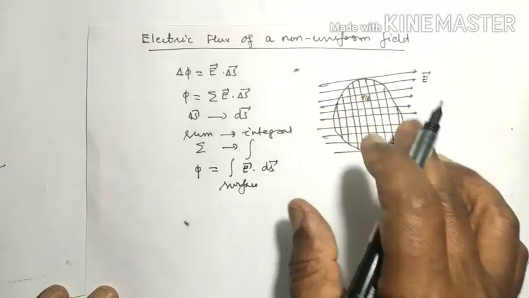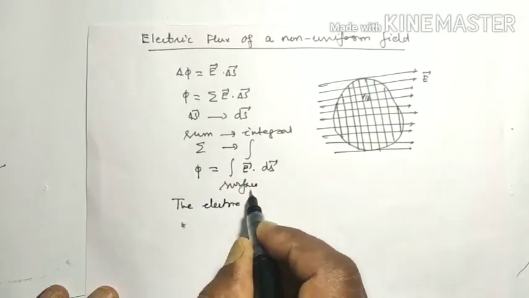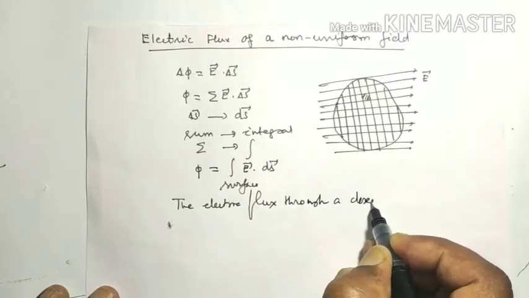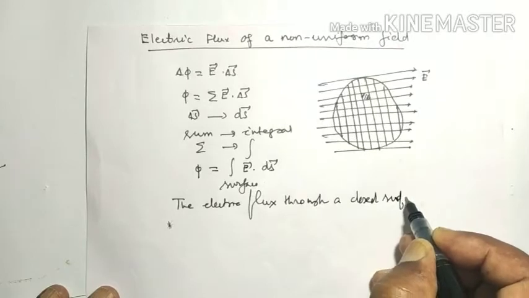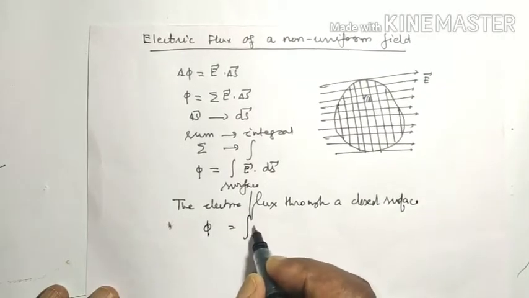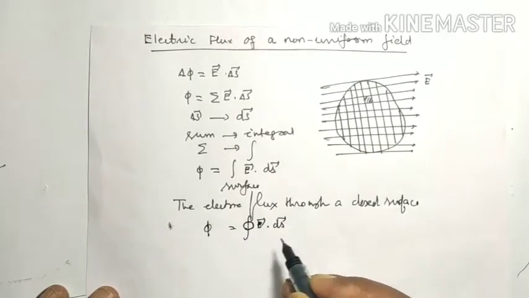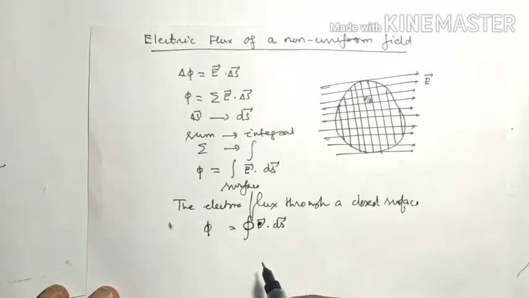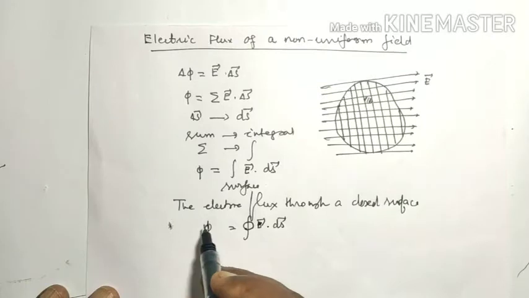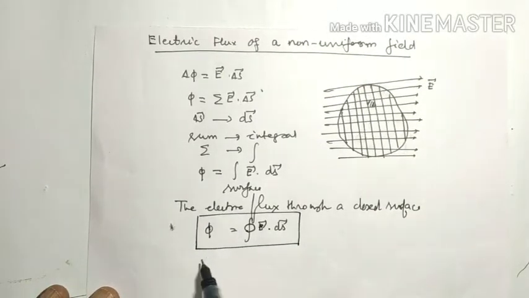Now electric flux through a closed surface. The electric flux through a closed surface is phi equal to surface integral of E dot dS over a closed surface. Here we use a circular sign on the integral. It represents integral over a closed surface. So we define electric flux by this formula.